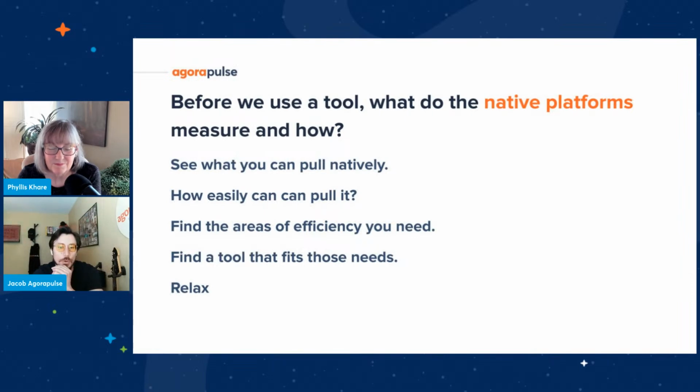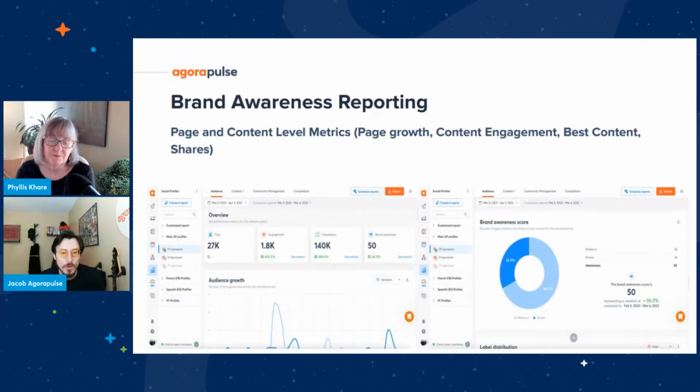Now, in terms of pulling reports, there are some reports that you can pull specifically at each stage. So on the next slide, Phyllis, we'll look at some more brand awareness focus. Now, this is Agorapulse. You have your page and your content level metrics here, and you can pull them by network if you want to, or you can customize them in what we call Agorapulse power reports. And that power report feature is where you're going to get the full efficiency.